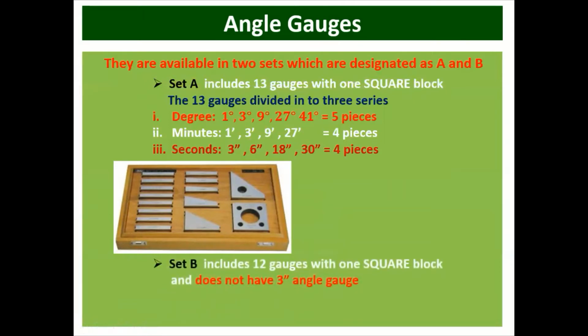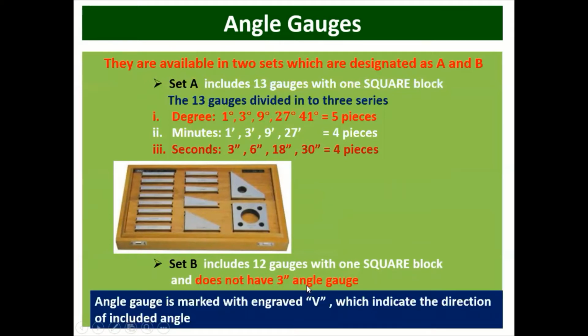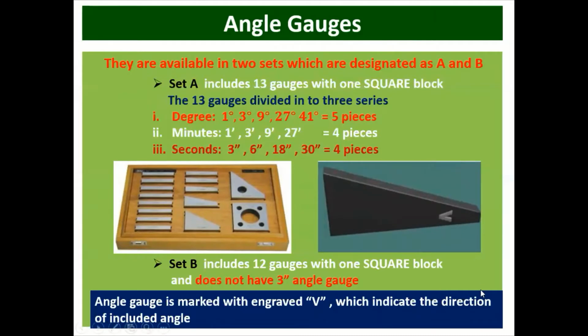Now in set B, there are a total of 12 gauges with one square block. But one angle gauge is less, and that is it does not have a 3 seconds angle gauge. Each angle gauge is marked with an engraved V. You can see in this diagram, in this way the V's are engraved, which indicate the direction of the included angle.